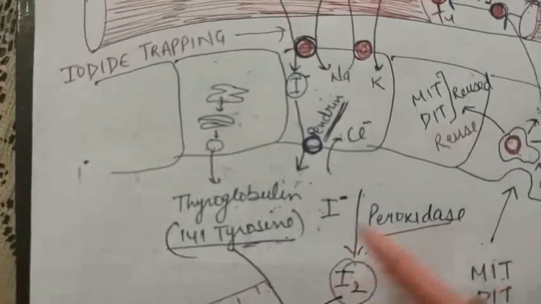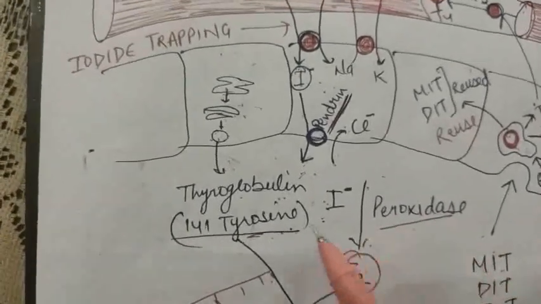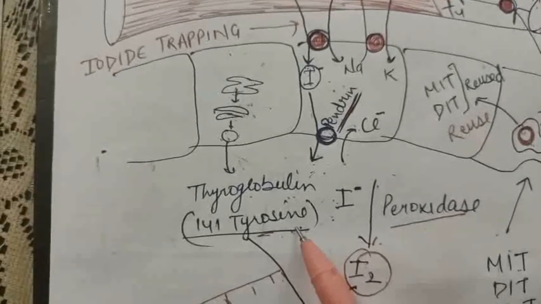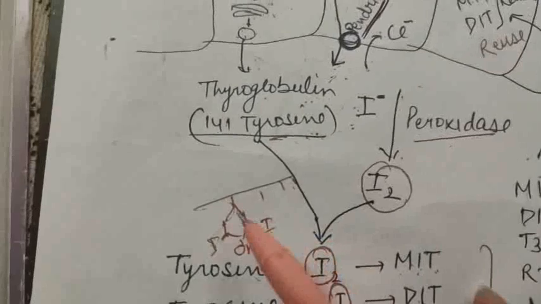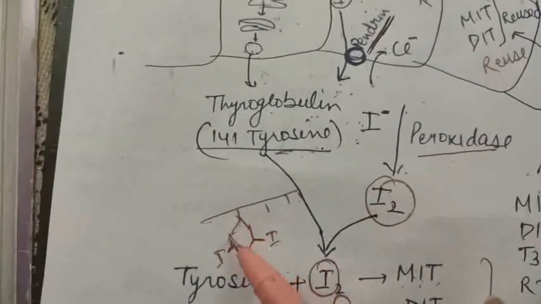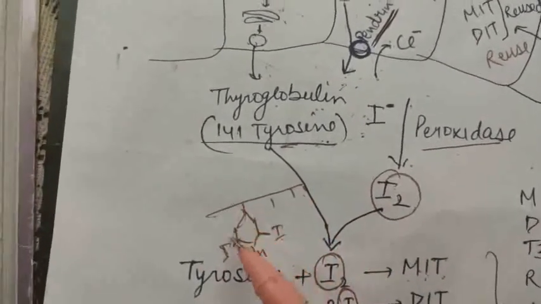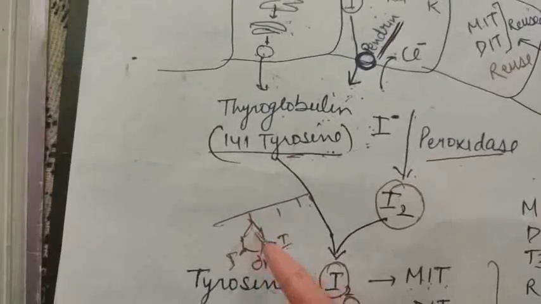What is thyroglobulin? It's nothing but a chain of tyrosine molecules. 141 tyrosine molecules make up thyroglobulin, which is a chain of these cyclic molecules. This is a tyrosine. One tyrosine is shown here.